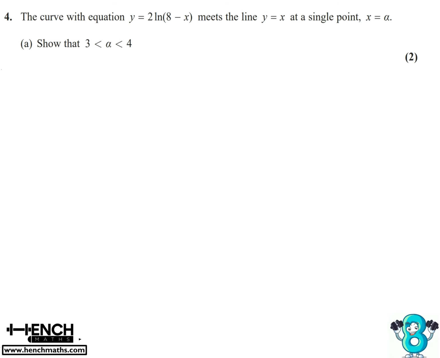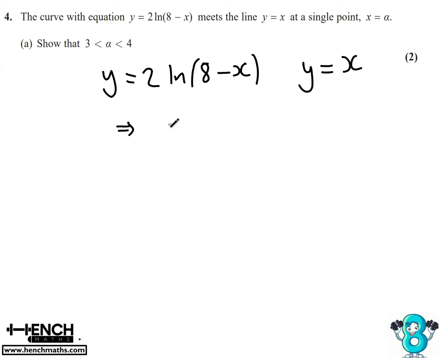When you're trying to solve two equations equal to each other, we've got y equals 2 ln(8 − x), and we've got y equals x. Now the way that we'd solve these simultaneously is put them equal to each other. So this would imply that x would be equal to 2 ln(8 − x), or the other way around.